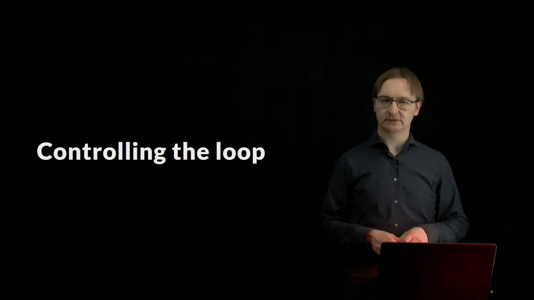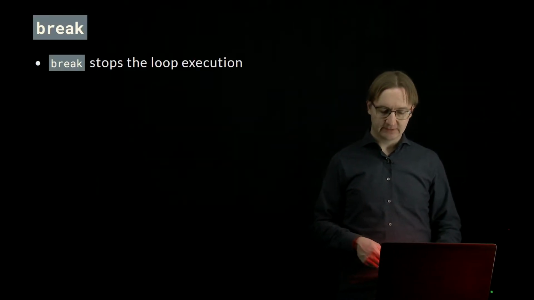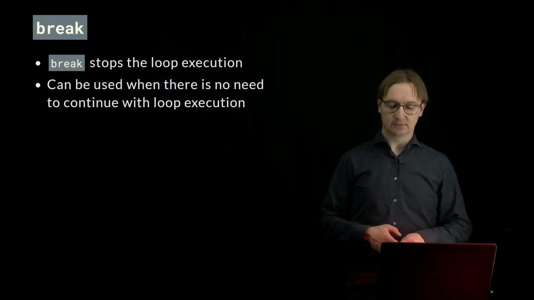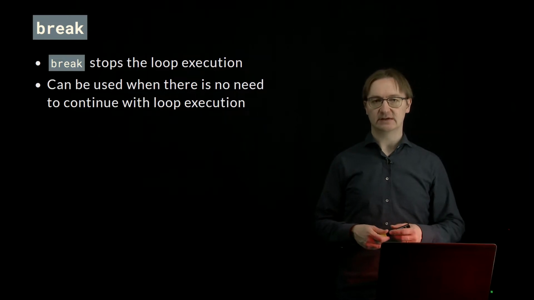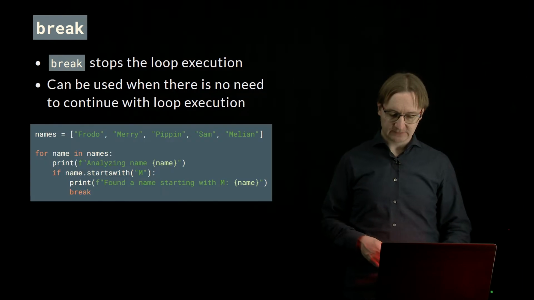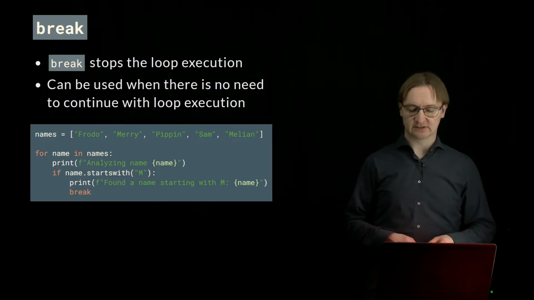Let's talk about different ways how we can control the loop. One way would be to use break. The break stops the loop execution. So we can use it in the cases where we don't want to continue with the loop for whatever reason. And here is an example.